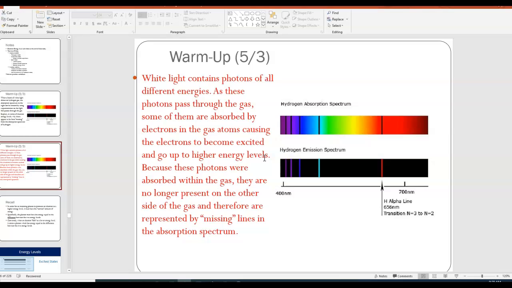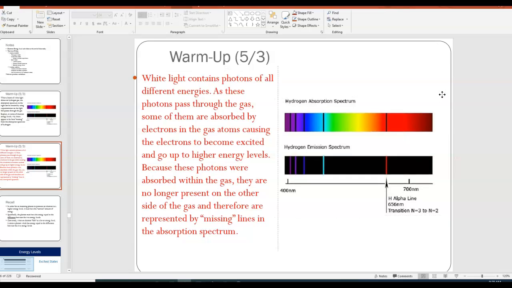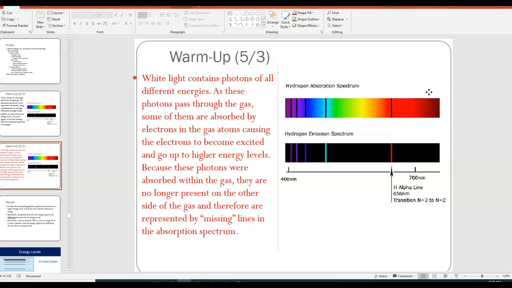So I did reference electron energy levels, and I did answer the question as far as explaining why there are missing lines in the absorption spectrum. That is not the only way you can answer this question, maybe not even the best way, but it does address the question that's being asked. So remember, when you're doing an explanation question, always make sure that you answer the question fully and answer the question that's being asked.